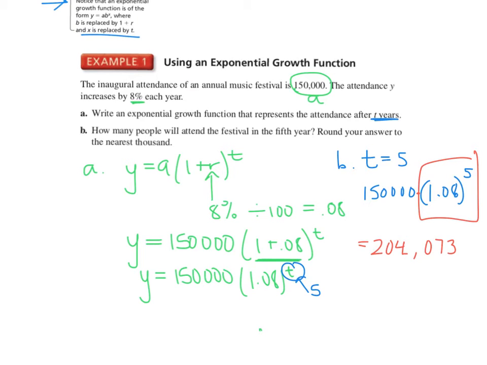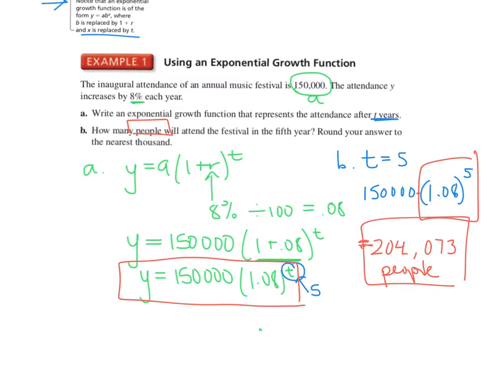204,073-ish, approximately. It doesn't make sense to have a decimal person, so I would use rounding rules on this one. Okay, so that would be our answer, and the first one right here was our answer for A.